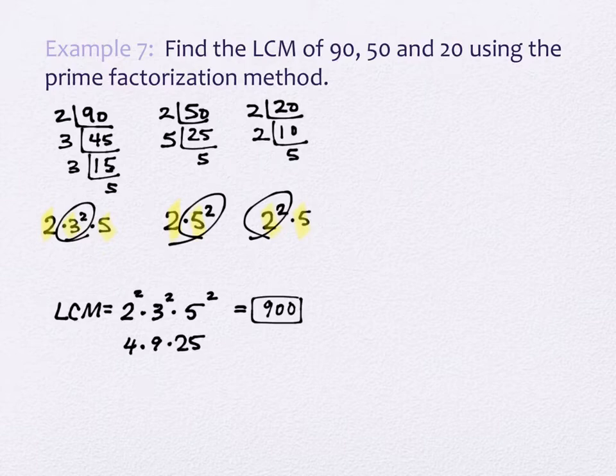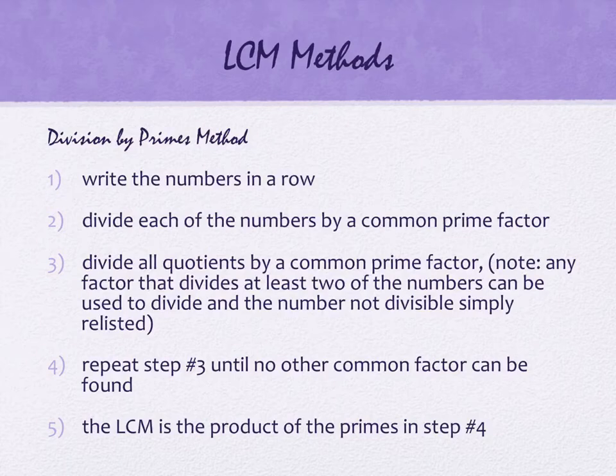The next one also mimics another method that we've seen. It's the division by primes method. You can also use this one on multiple, like 3 numbers in a row, or more than 2 numbers. But you write the numbers in a row. We've seen that before. You divide by the numbers that they have in common, prime factors they have in common.